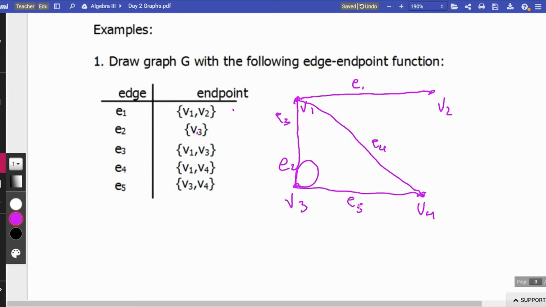All of our graphs could look a little bit different based on where we put our vertices, but this graph fits the criteria of the edge endpoint function. So that's what a graph is, essentially.